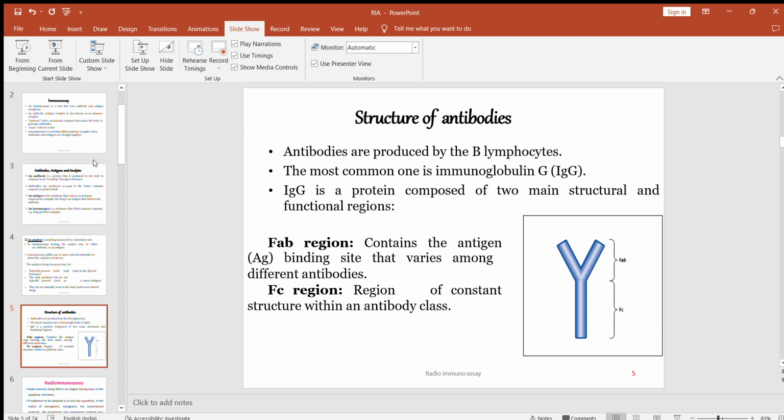This is the structure of antibodies. Antibodies are produced by B lymphocytes in the biological system. The most common one is immunoglobulin G, that is IgG. IgG is a protein composed of two main structural and functional regions, the FAB region and the FC region. The FAB region contains the antigen binding site that varies among different antibodies. The FC region has a constant structure within the antibody class, that is the fraction crystallizable.